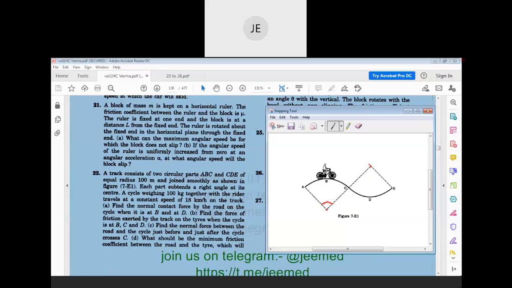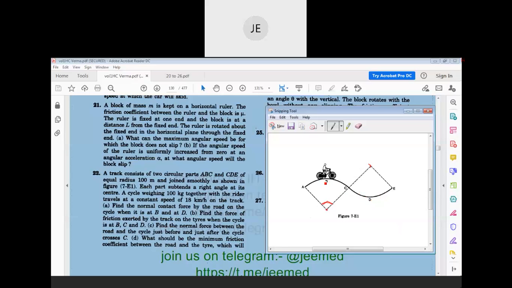A cycle weighing 100 kg together with the rider travels at a constant speed of 18 km per hour on the track. Find the normal contact force by the road on the cycle when it is at B and D. Say at B and at D. So we have solved the expression for normal force.